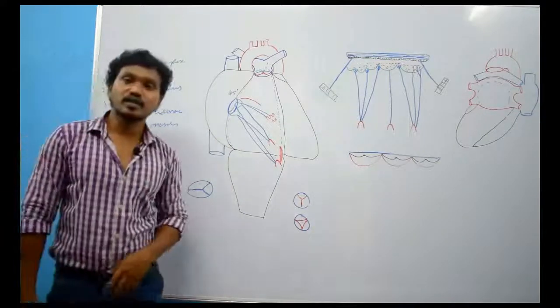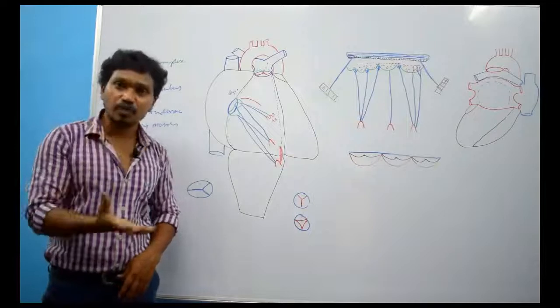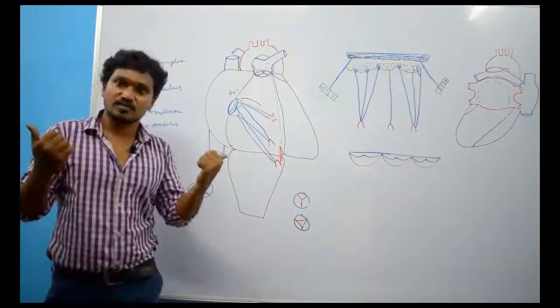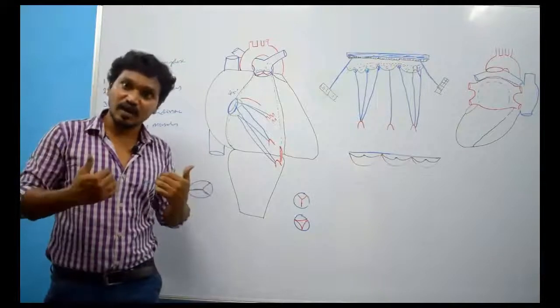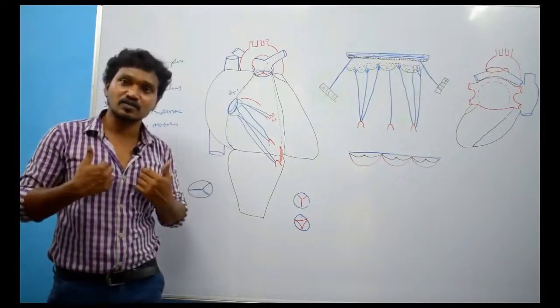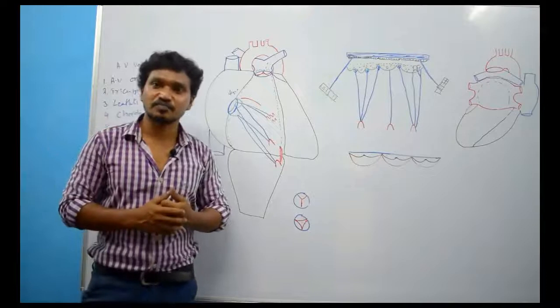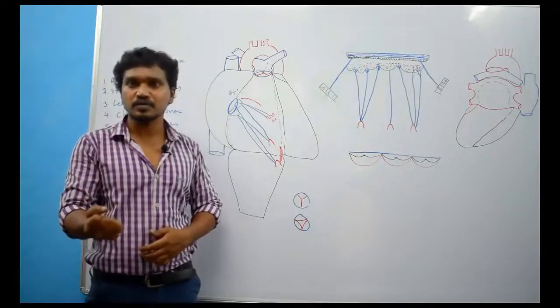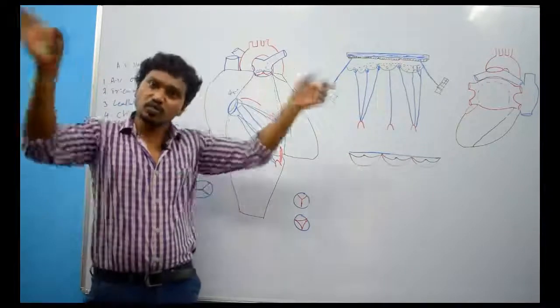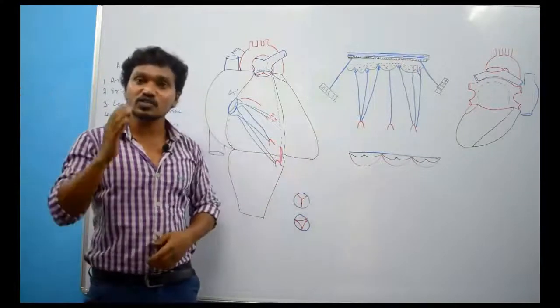Right ventricle, after all, it has to pump blood to the lungs. The lungs are very near to the heart, so no need to work much. But the left heart has to pump blood throughout the body. So it has to work more.